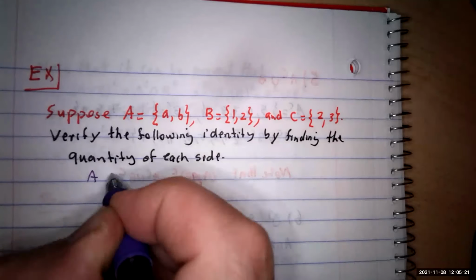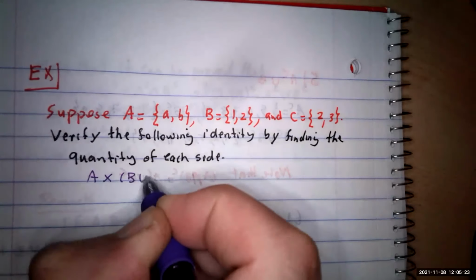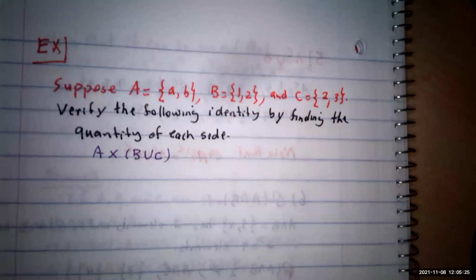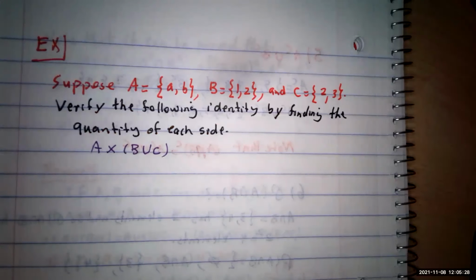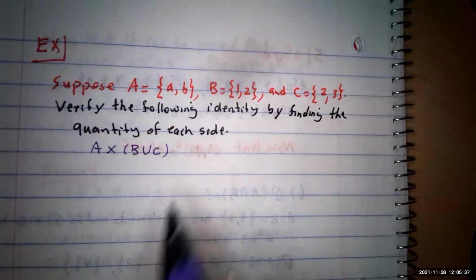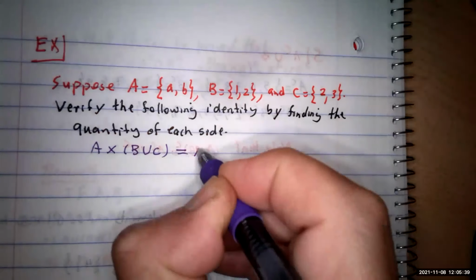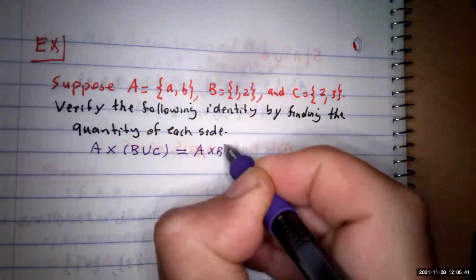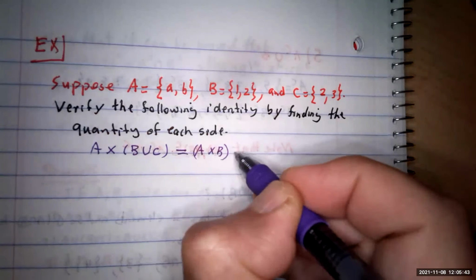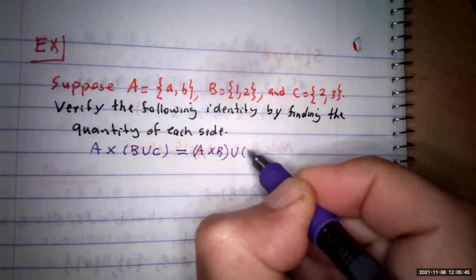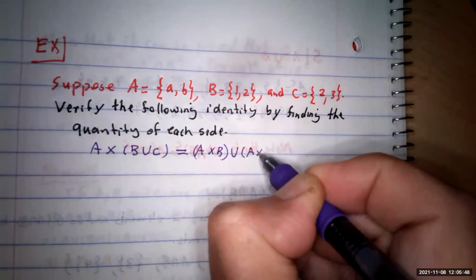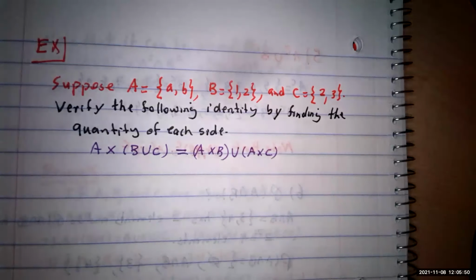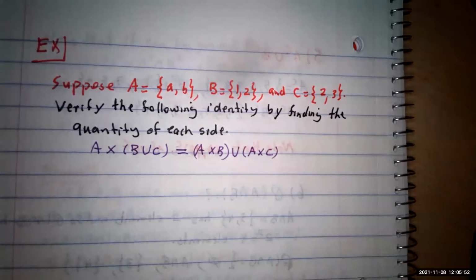A cross B union C is like A times B plus C. You see, we have A times numbers. If you have A times B plus C, it would be AB plus AC. It's a similar thing. So it's going to be A cross B union with A cross C. It can be proven, but verify means we just want to verify it for this example.